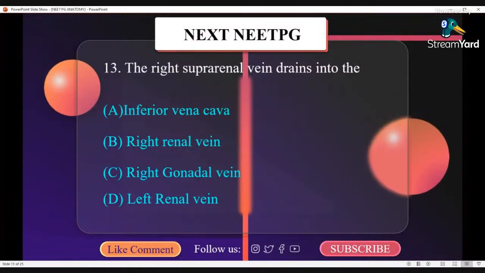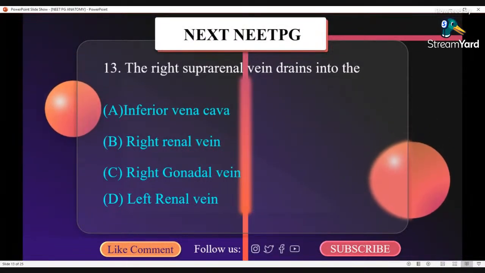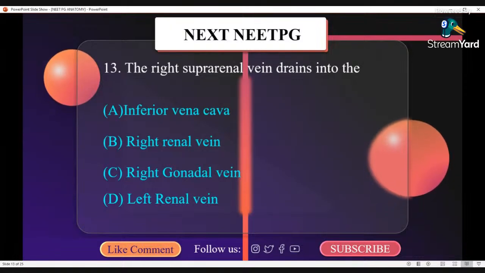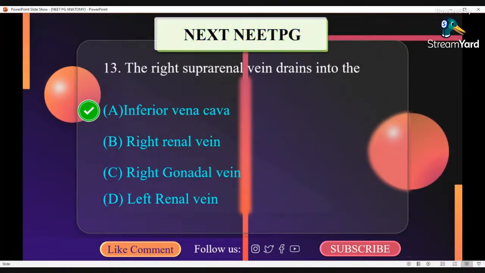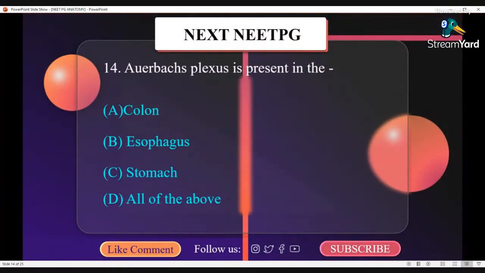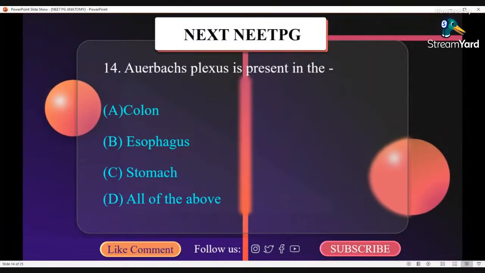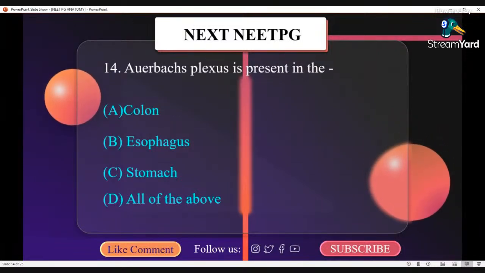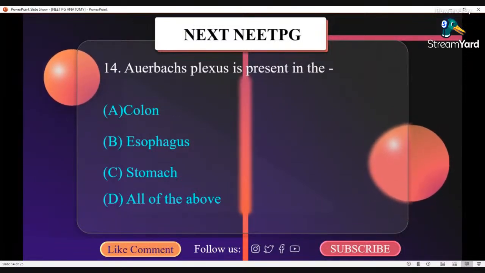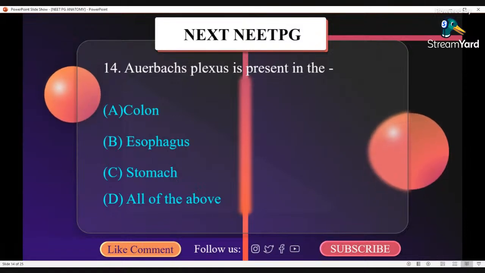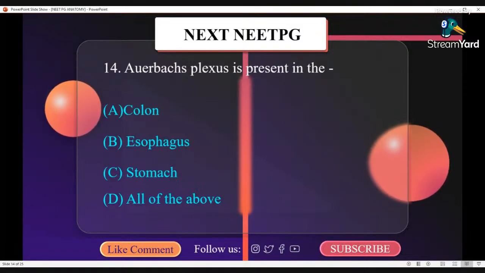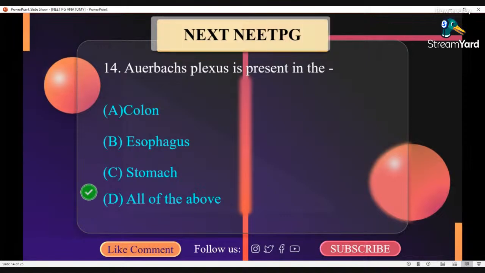The right suprarenal vein drains into inferior vena cava. Correct option here is A. Auerbach plexus is present in colon, esophagus, and stomach. All of the above.